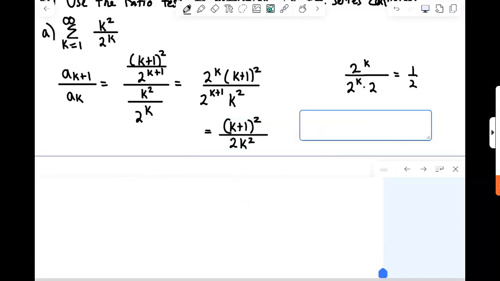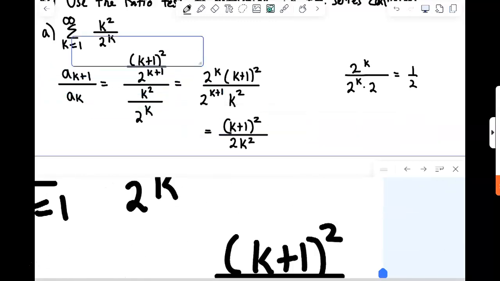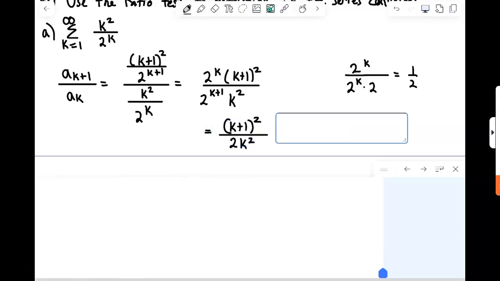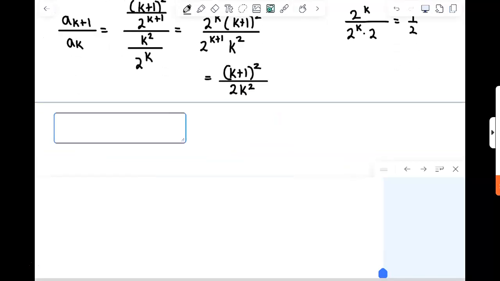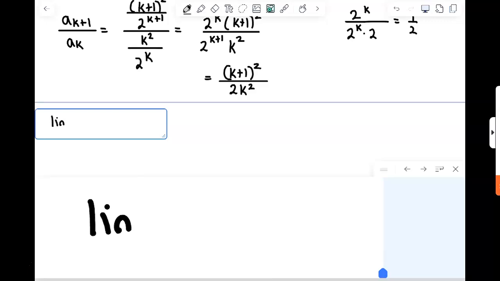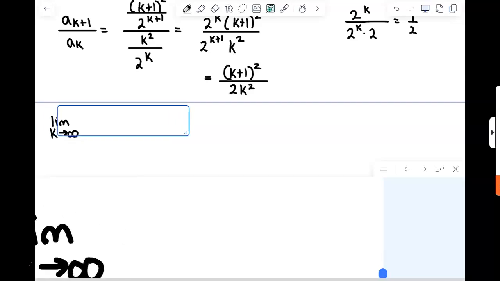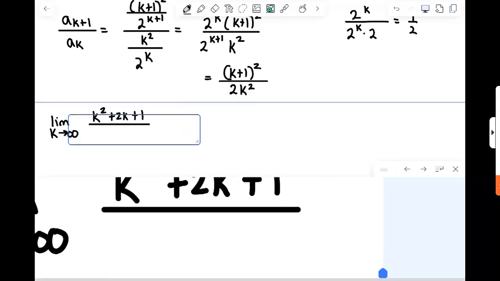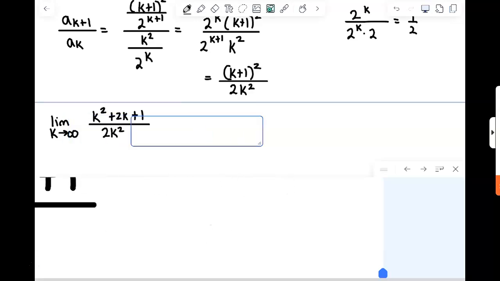Okay, so that's my a_{k+1} over a_k, or absolute value. But since everything's positive here, I'm not worried about throwing the absolute value in there. Okay, so we have (k plus 1) squared over 2k squared. And now we just want to take the limit of that thing, the limit as k goes to infinity. (k plus 1) squared, we can expand that to be k squared plus 2k plus 1, all over 2k squared. And then we want to work out this limit of this rational function.